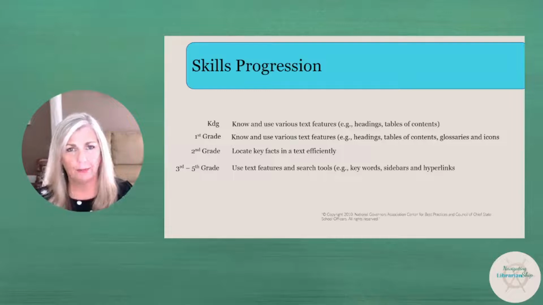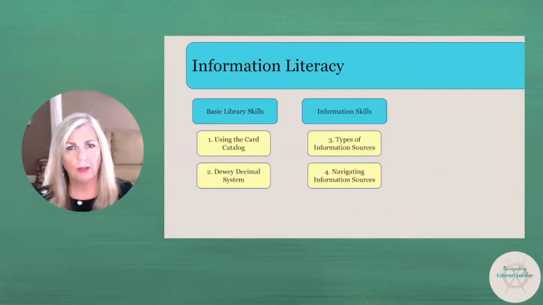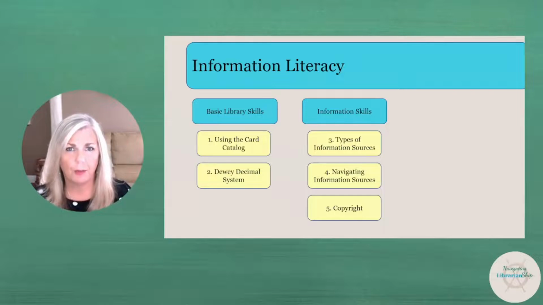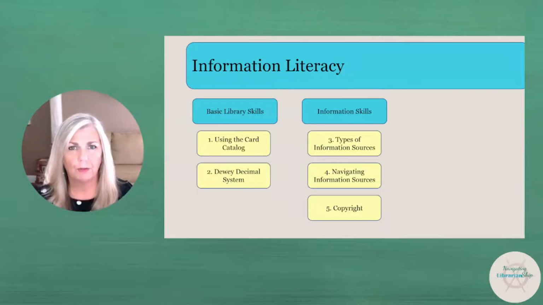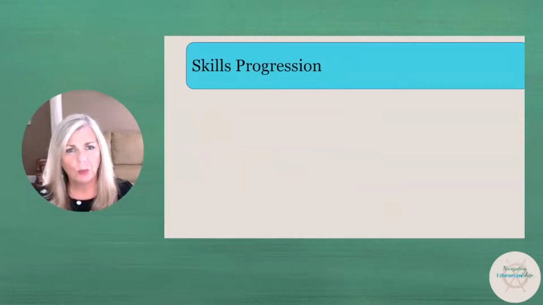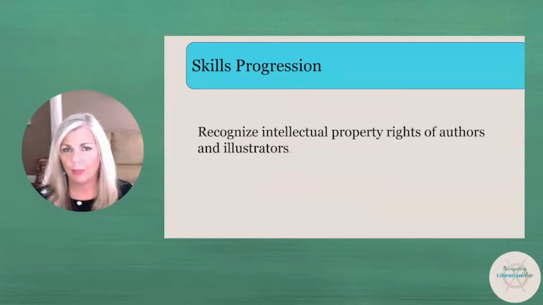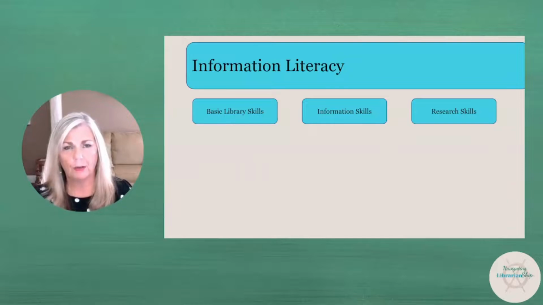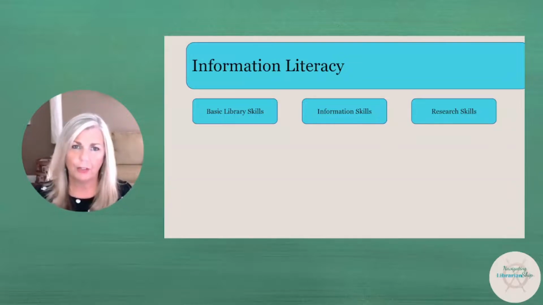In grades 3 through 5, they have expanded those skills to using search tools, keywords, sidebars, and hyperlinks. Now there is one more skill that we can address here under information literacy, and that is copyright. Now this skill could be addressed here under information literacy, or we could save it for research skills, but I felt like it was better served here because it's part of understanding information resources. Now, there isn't really a skills breakdown per grade level at this point. It's just important that students begin to recognize intellectual property rights of authors and illustrators. And that sums up the information skills that are addressed in the focus topic of information literacy.